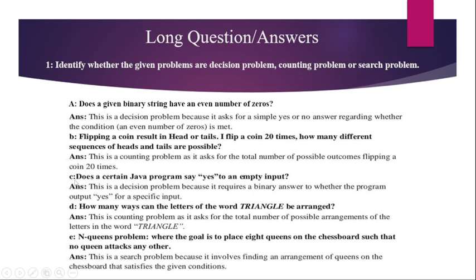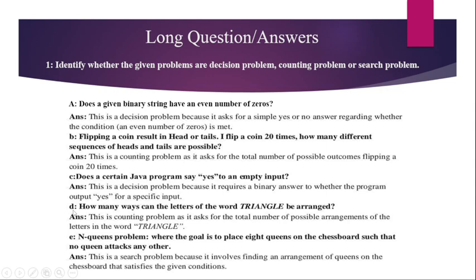Similarly, the third part of this question, does a certain Java program say yes to an empty input? It means the third part of this question is also asking about the answer in the form of yes. So it's also a decision problem because it requires a binary answer to whether the program output yes for a specific input. As you all know, 1 represents yes and 0 represents no.